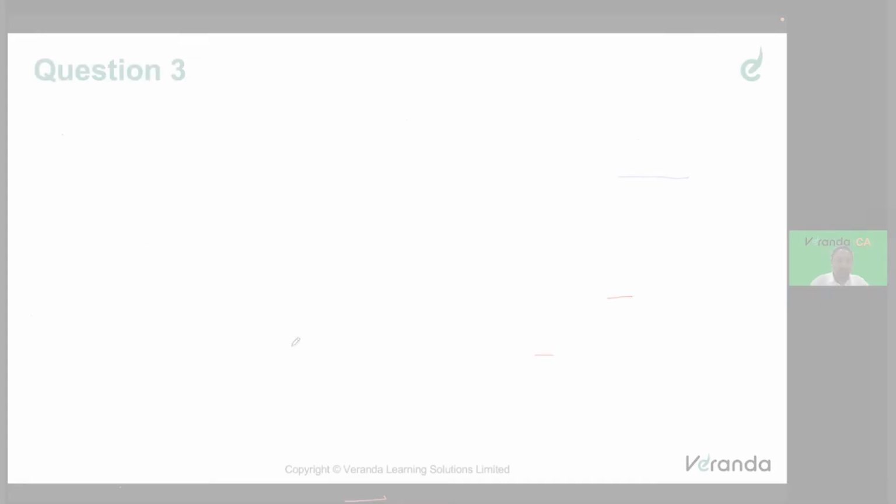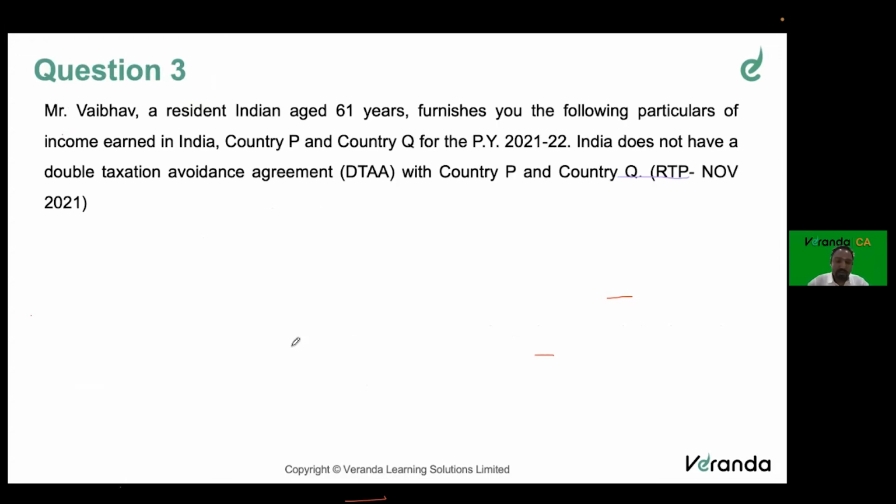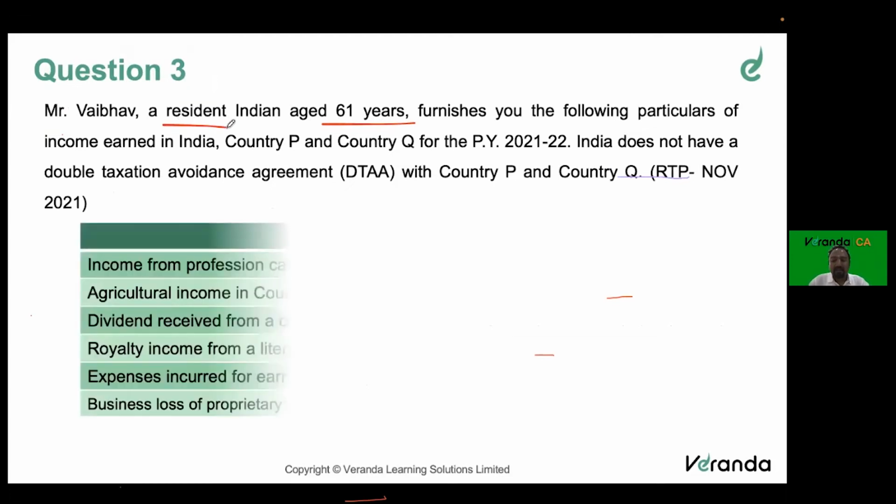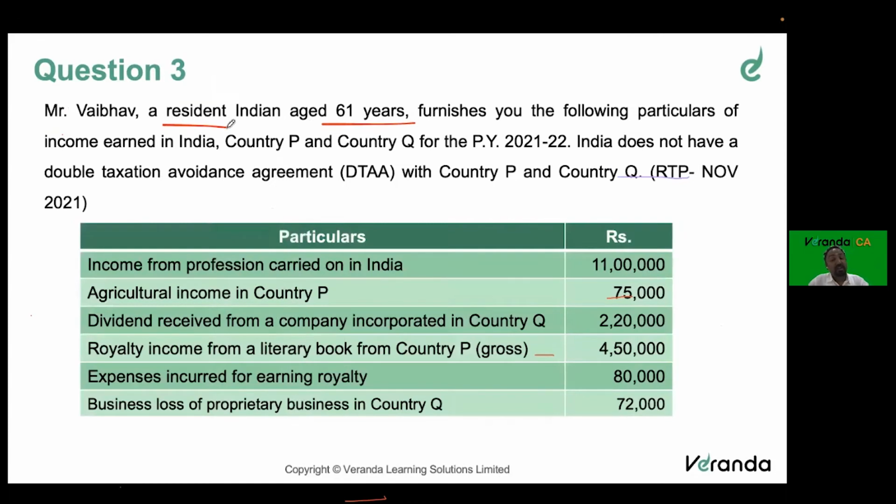Let's move on to question number 3. What is question number 3? It is about a computation. He is a resident Indian who is 61 years old. Once age is specified and it says he is a resident, he becomes a senior citizen. They have given various incomes. He has also earned income from country P and country Q. So what is the income? Let's move on with that.